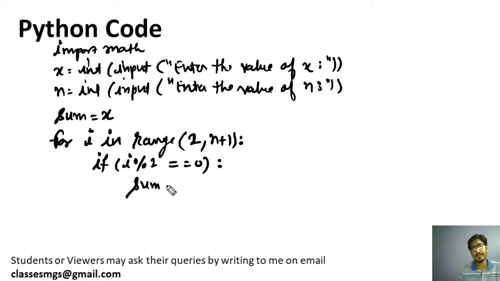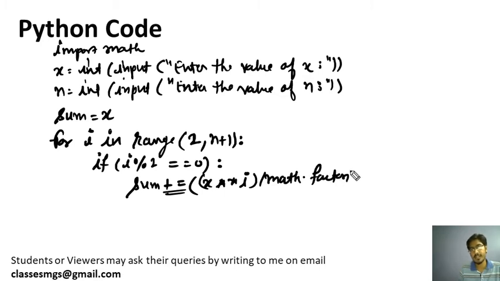Sum plus equals, I can write, because this is a shorthand operator, you should know it. You have studied it in your theory class also. So what you need to do, x double star i, and then divide it by math dot factorial. Math dot factorial is the function that will calculate the factorial of the i that you will pass.